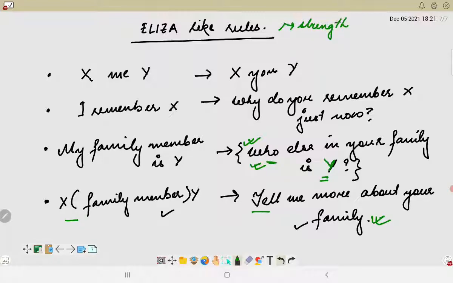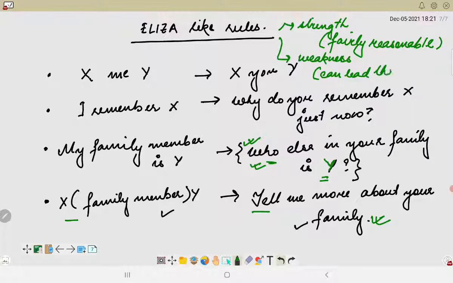So the strength is, it says fairly reasonable things almost every time. But what is the weakness? The weakness on the other hand is, it can lead the user go astray. That means it can deviate from the main topic of discussion. Okay, so this was the third important point which we discussed.